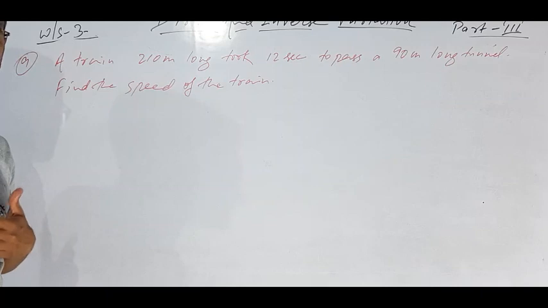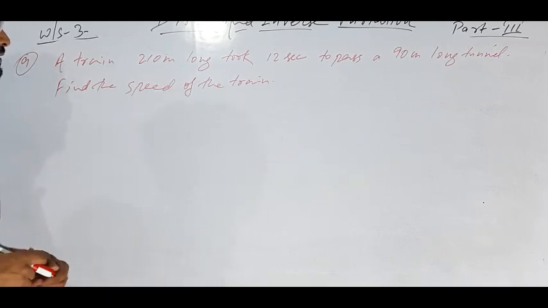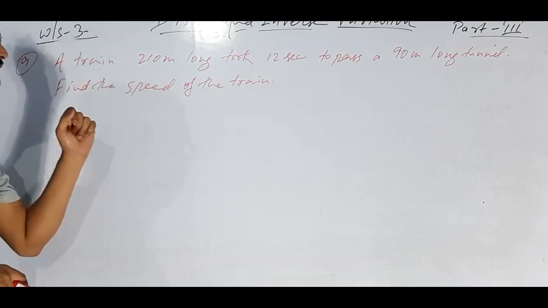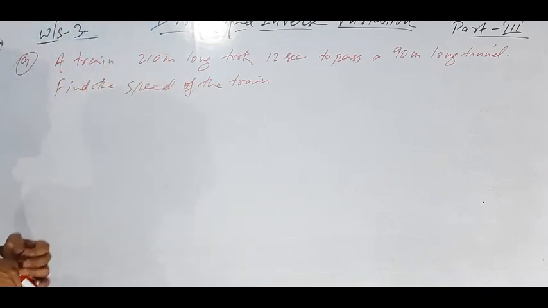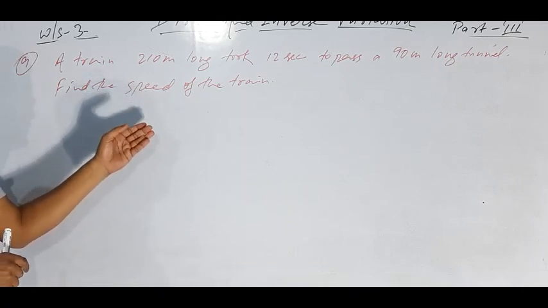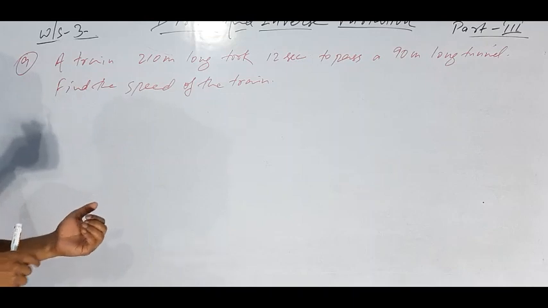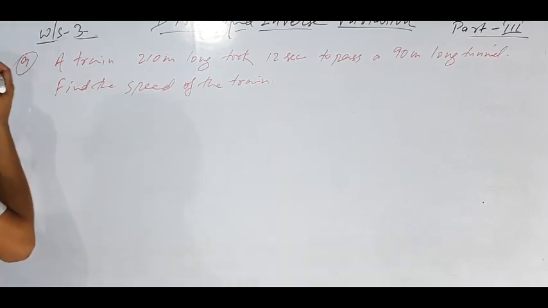The next question is of the very same type as question number 6. Here the length of the train, length of the tunnel and the time taken are given. We have to find the speed of the train. Firstly we will find the speed of the train in meter per second and then convert it into kilometer per hour.